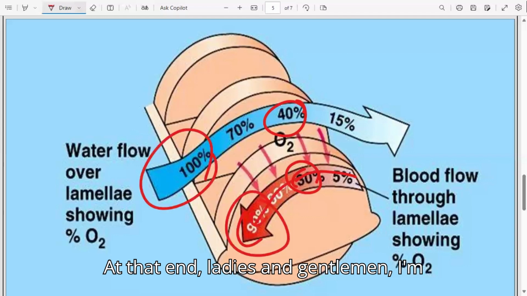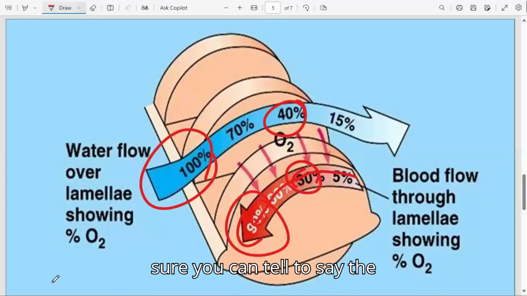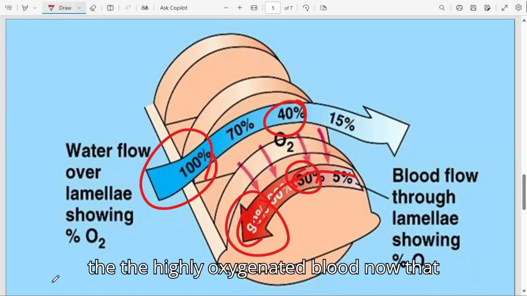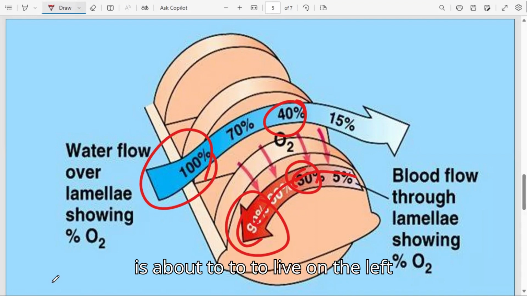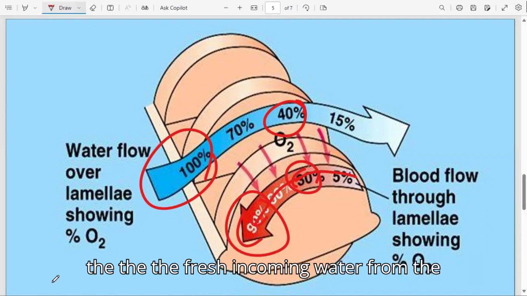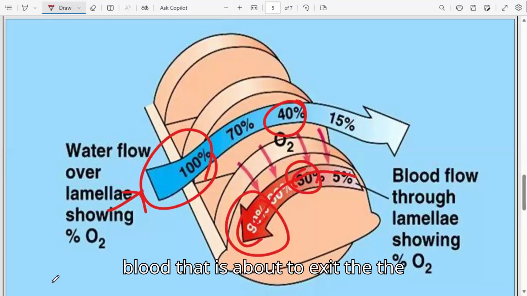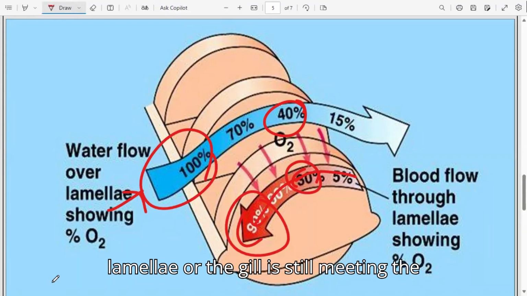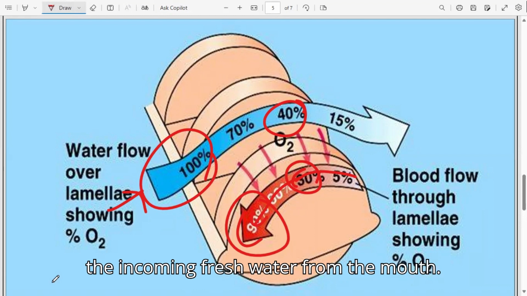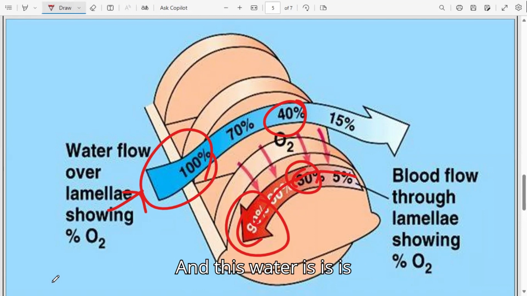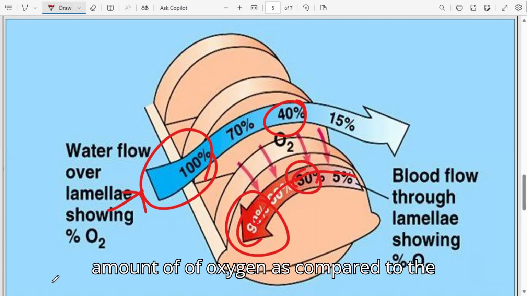At that end, ladies and gentlemen, I'm sure you can tell, the highly oxygenated blood now that is about to leave on the left is still meeting what? Is still meeting the fresh incoming water from the mouth of the fish. The highly oxygen-rich blood that is about to exit the lamellae or the gill is still meeting the incoming fresh water from the mouth, and this water is still having a high amount of oxygen as compared to the blood.